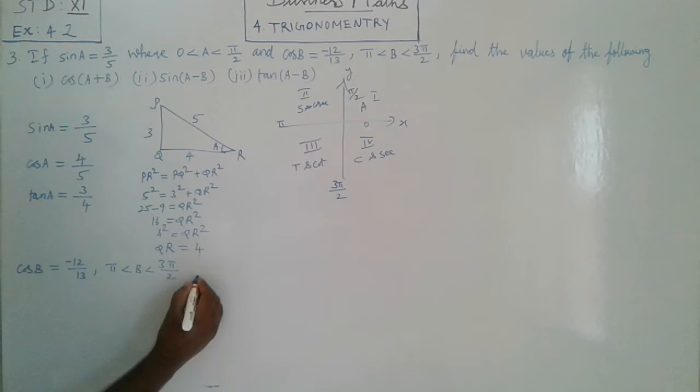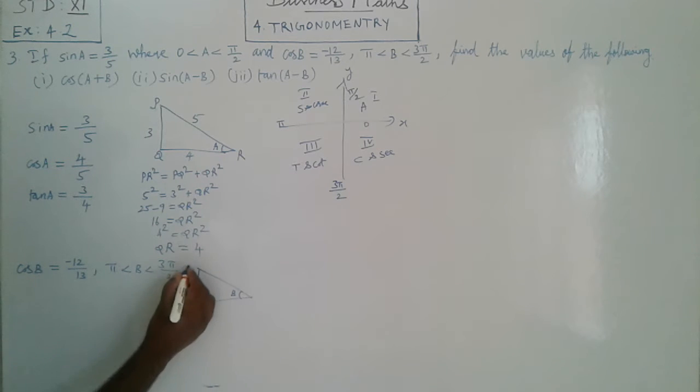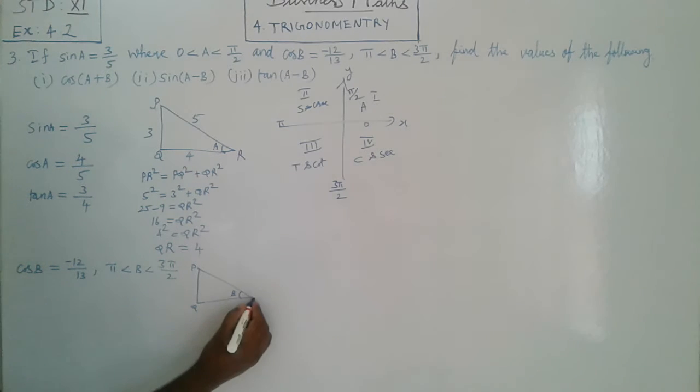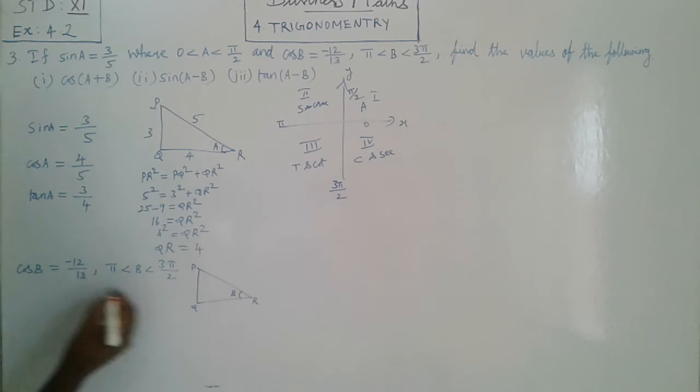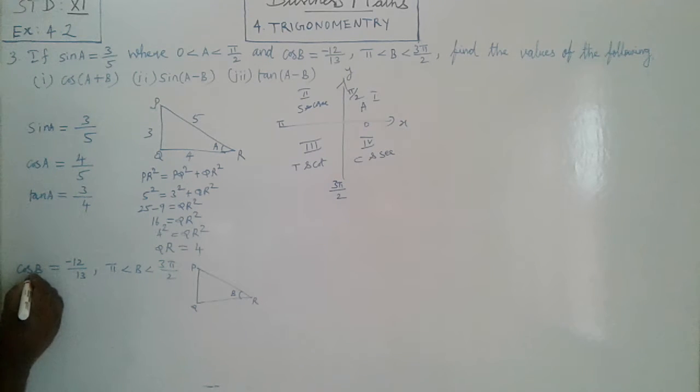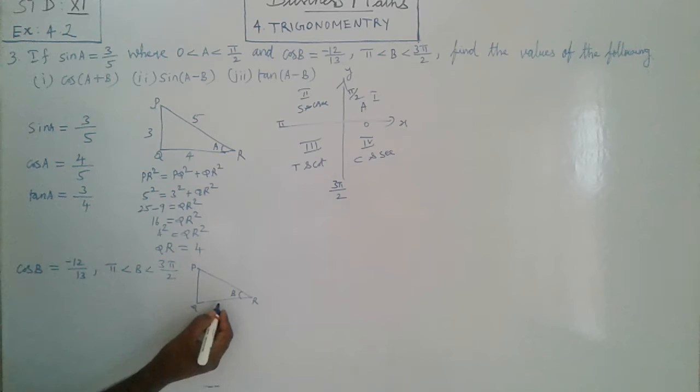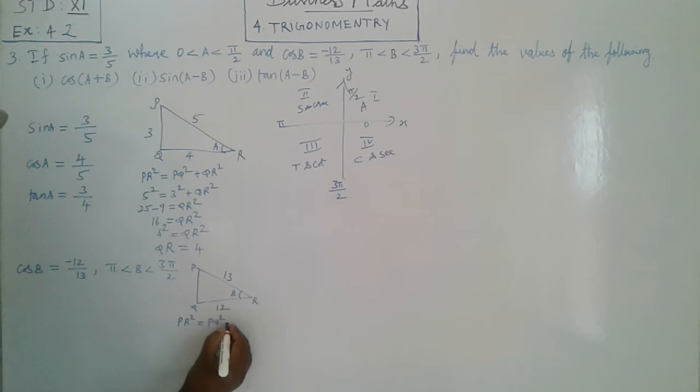So we should find out the first one. This is B. Here we should take the triangle P, Q, R. Cos B means adjacent divided by hypotenuse. This side is the adjacent. So adjacent is 12, hypotenuse is 13. So we should find out PQ. Then PR square equal to PQ square plus QR square is the formula.